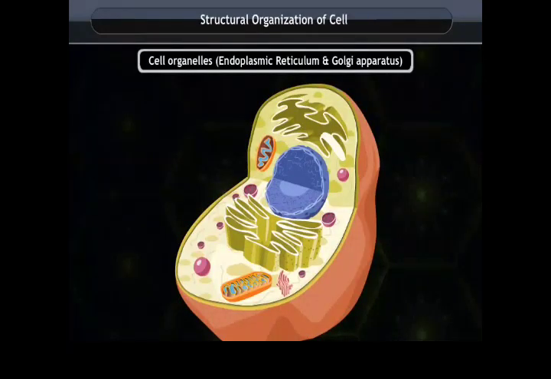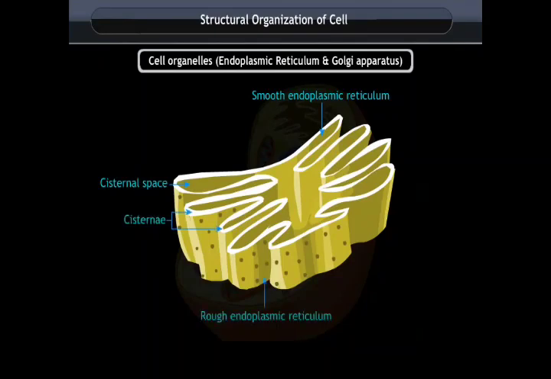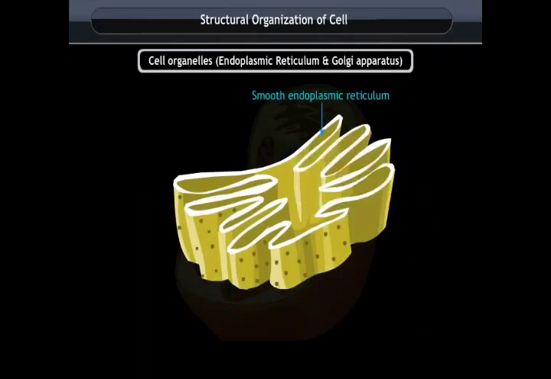Cell organelles. Endoplasmic reticulum and Golgi apparatus. Every cell has subcellular elements called cell organelles, which play a crucial role in cellular activities. Structurally, endoplasmic reticulum are long tubules, or round or vesicles in shape. There are two types of endoplasmic reticulum: rough endoplasmic reticulum, RER, and smooth endoplasmic reticulum, SER.